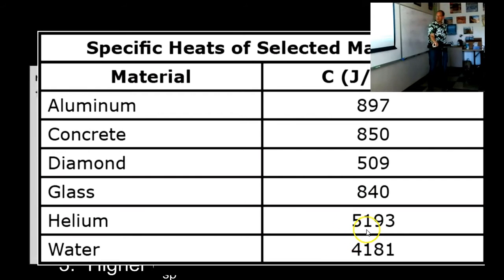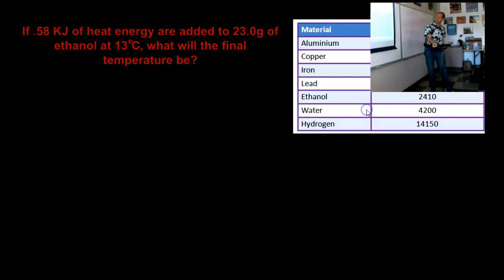Compare that to helium, which has a specific heat of 5,193. It takes 5,000 joules to raise a kilogram of helium 1 degree. Okay, so a lot more energy there, and water is obviously a fairly large number as well. When you compare it to metals, they have a fairly low number. Okay, let's do an example here.